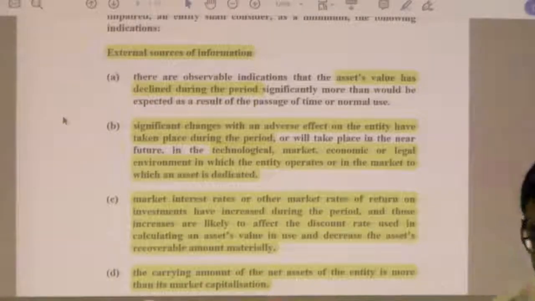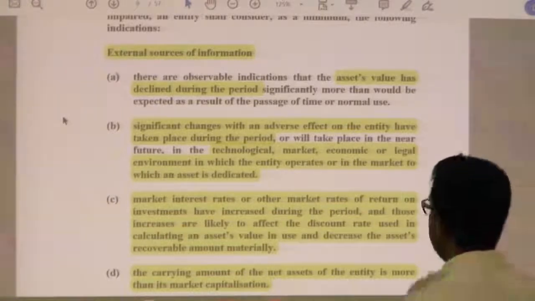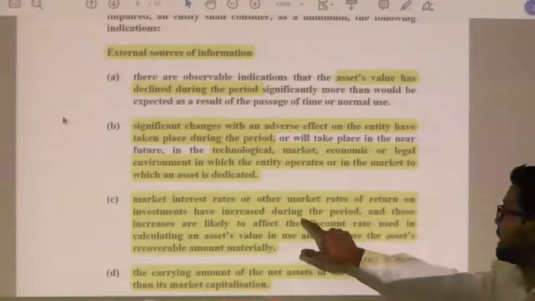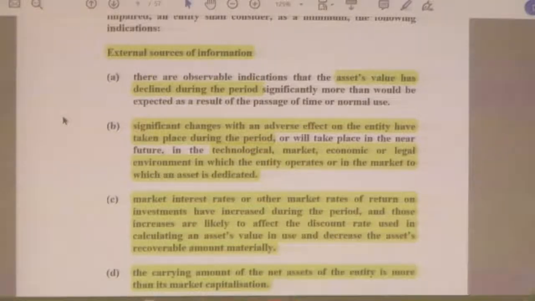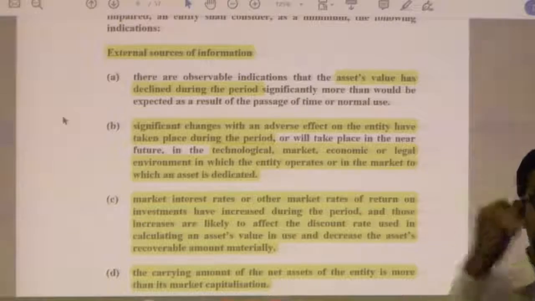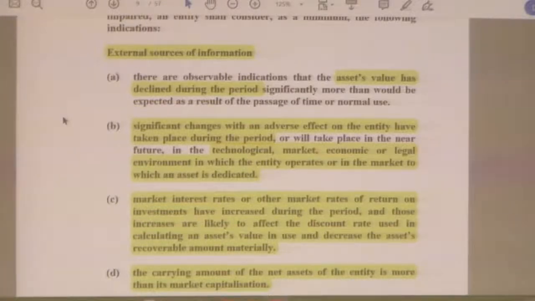External indication, C, market interest rates or other market rates of return on investments have increased during the period. So when the market rate increases, how does it impact your asset? Those increases are likely to affect the discount rate. When your market rate increases, it has an impact on what? The discount rate used in calculating the asset's value in use. When you calculate value in use, the present value of future cash flows, if interest rates increase, what happens?